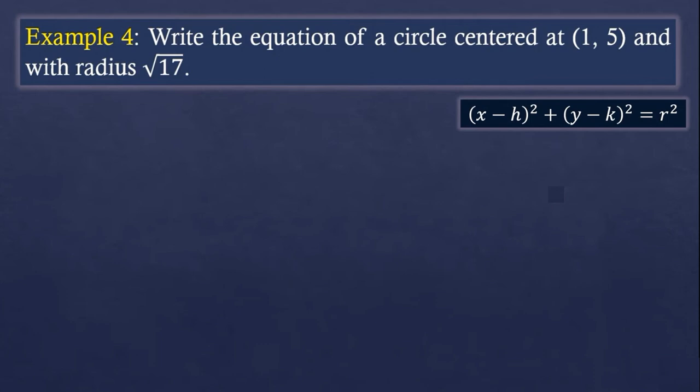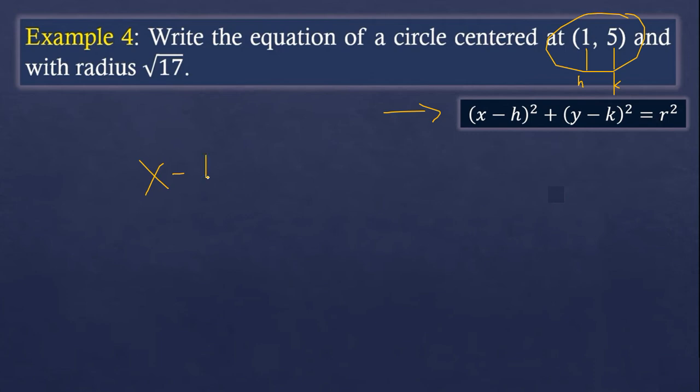Okay. Here naman, another positive center, 1 and 5. So we don't need to change the sign. Just copy. So this is the formula of HK. Substitute the following data that we have here. 1 and 5. So 1 is H and then 5 is K.